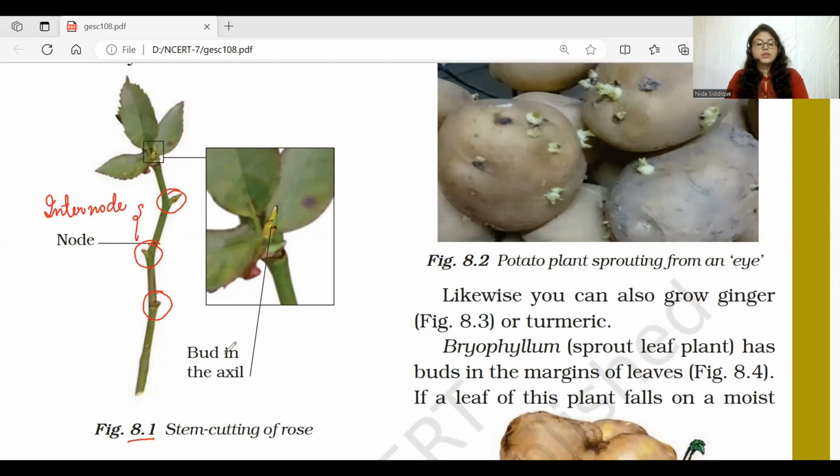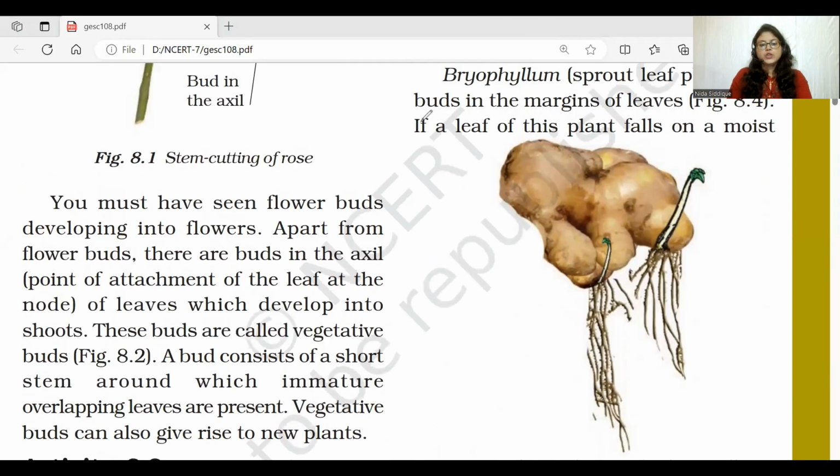Now, let's learn about this bud. You must have seen flower buds developing into flowers. You all must have observed that there are small buds, and these buds later become flowers. Okay, so that is flower buds. They are the ones that develop further into flowers.